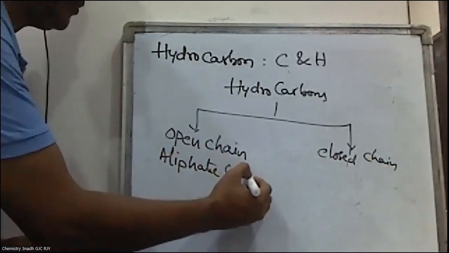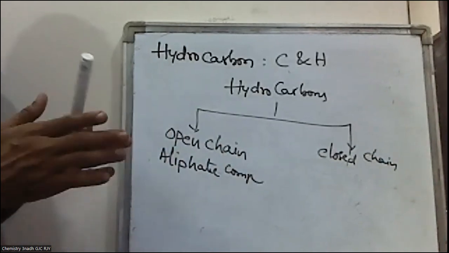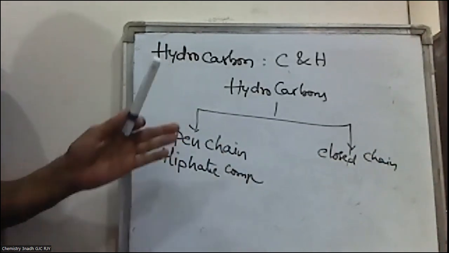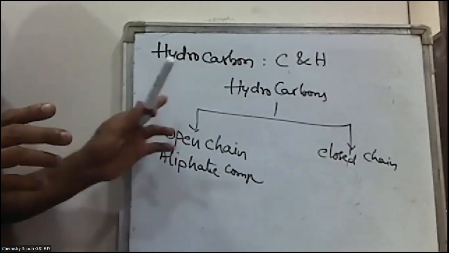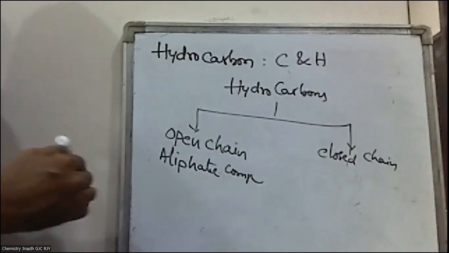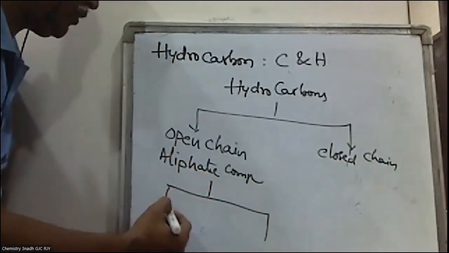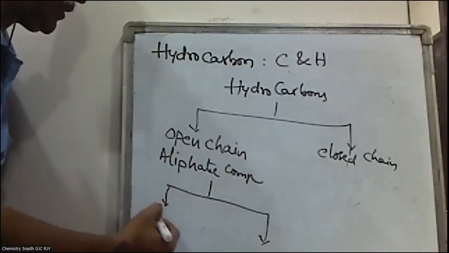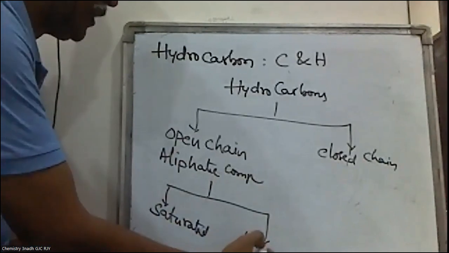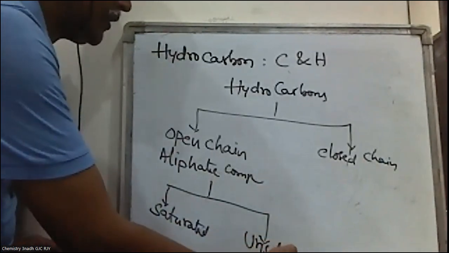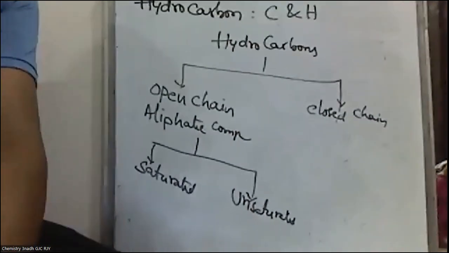Open chain compounds means those in which the carbon chain extends as long as possible. It won't form a cyclic ring. Those are called open chain compounds. And these open chain compounds are further divided into two types: one is saturated, another one is unsaturated.